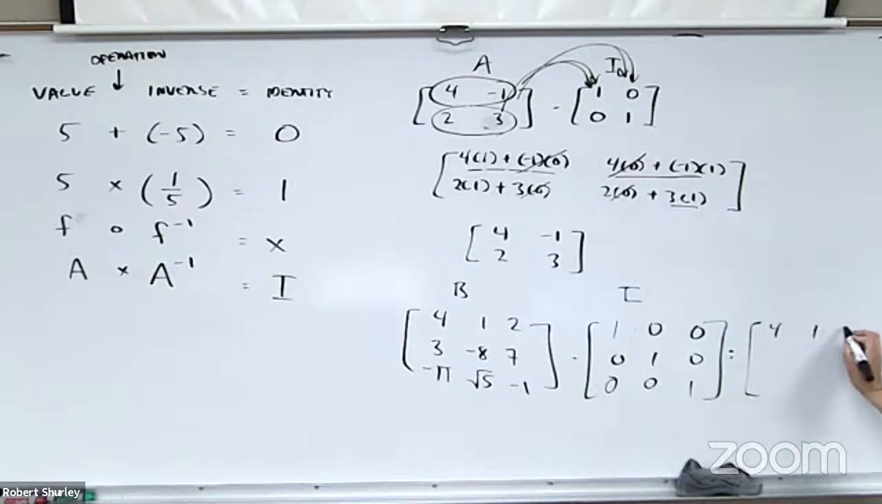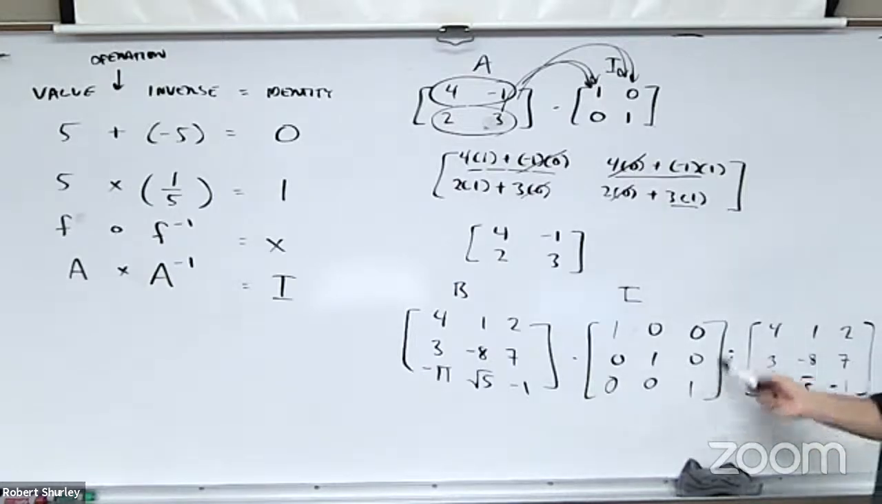So 4, 1, 2, 3, -8, 7, negative pi, square root of 5, and -1. Okay? You wind up with the same matrix, which is pretty cool. Now, so this is the identity matrix. Okay, that's the identity matrix.